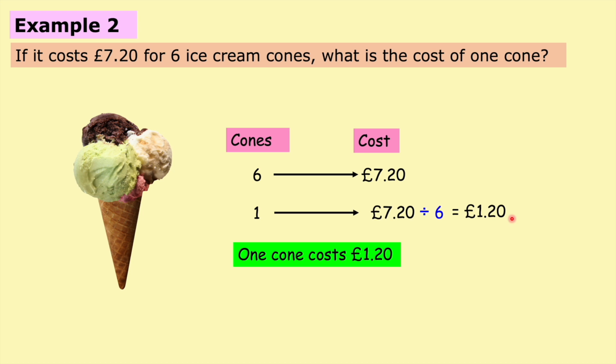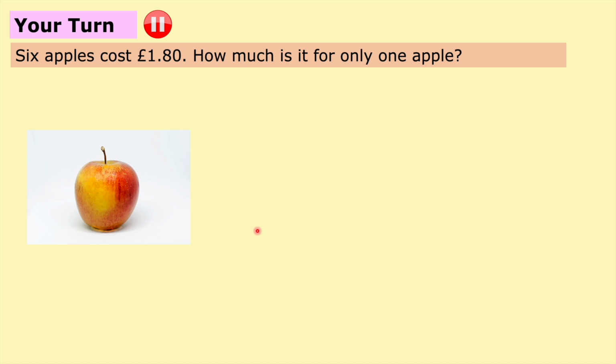Okay, so that is basic proportion, sharing out the cost or whatever it is between how many items we've got, just so that we find the value of one item. So using those two examples, can you please pause the video here and try this question? 6 apples cost £1.80. How much is it for only one apple? So if you pause here.